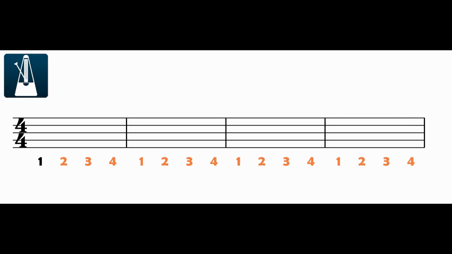We separate our stave into bars by placing a small vertical line through all 5 lines of the stave. These bar lines separate our music into equal groups of beats. A time signature, which is a set of 2 numbers placed at the beginning of the stave, tells us how many beats are in each bar.